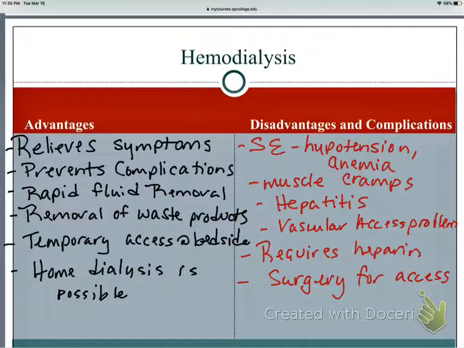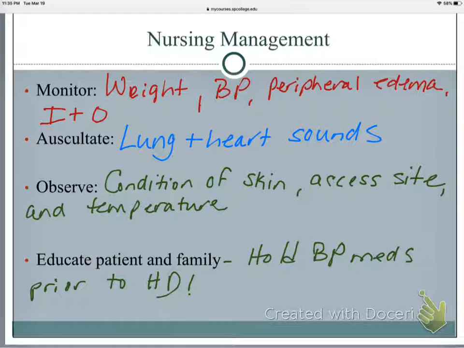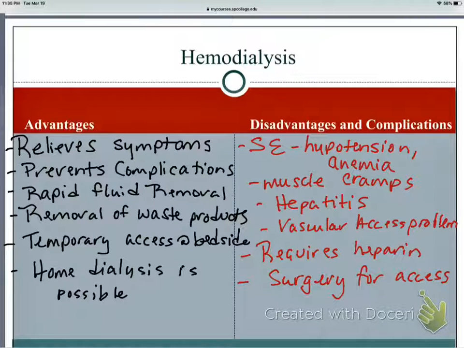So just like with peritoneal dialysis, there's advantages and disadvantages. But first, before I talk about that, nursing management. Okay, next is nursing management. So advantages, again, it can be immediate relief of symptoms. It can prevent complications. We can remove the fluid rapidly and waste products rapidly.